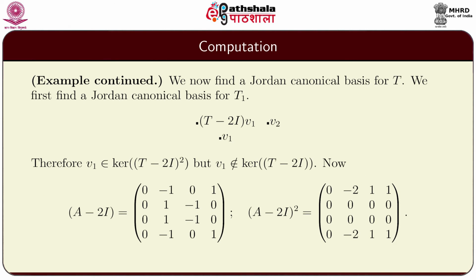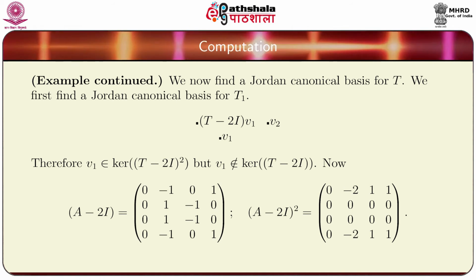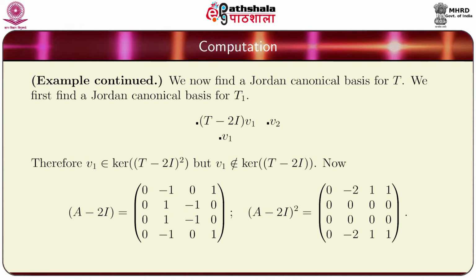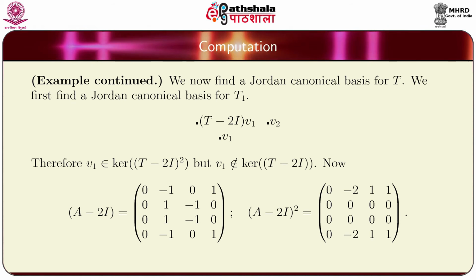Let us now calculate a Jordan canonical basis for T. We first find a Jordan canonical basis for T1. This is the dot diagram for T1. You can see that we have a cycle (T minus 2I) v1 and v1, and then there is another cycle of length 1, that is v2. Therefore, v1 belongs to kernel of (T minus 2I) square, but does not belong to kernel of (T minus 2I). The question is how to choose v1.